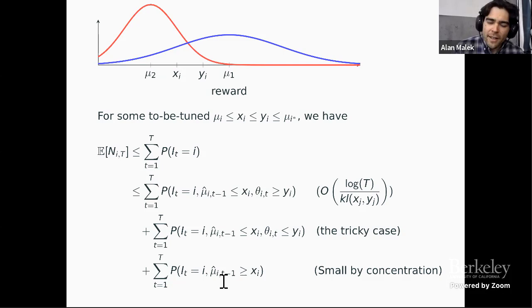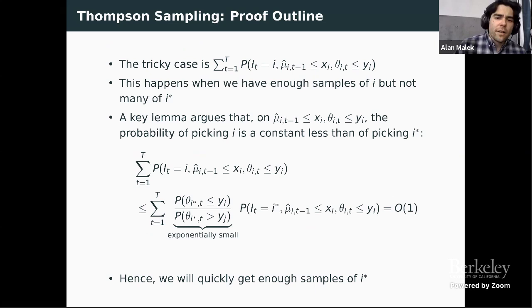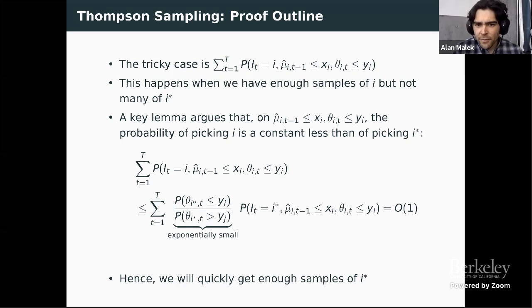And they basically rely on this lemma that shows that the probability of picking arm i, given that arm i has reasonable mean rewards and a reasonable posterior sample, is bounded by some constant times the probability of picking the best arm, which means that this problem of not having picked the best arm goes away exponentially quickly. And in fact, this whole contribution to the regret is order one. So I know that was super high level, but you can go read the proof. It's actually pretty digestible. You just can't fit it into a tutorial.